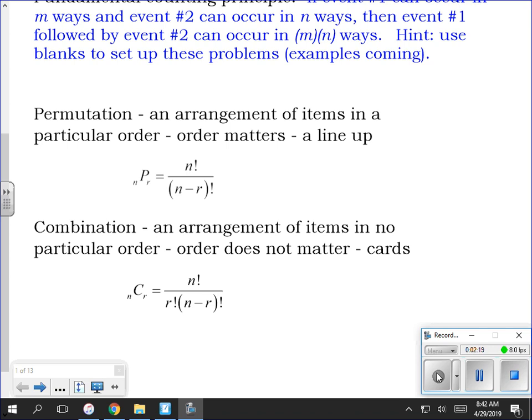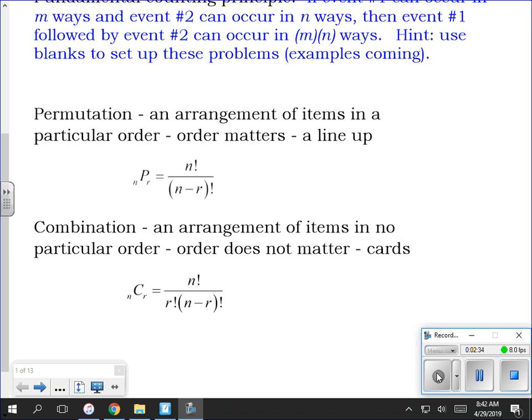Combination, order doesn't matter. You have a committee of 3 people. You pull out 3 names. In theory, they all have equal duties, so it doesn't matter whether you're the first name out or the last name out. Order doesn't matter with combinations. That's the biggest difference between the two.